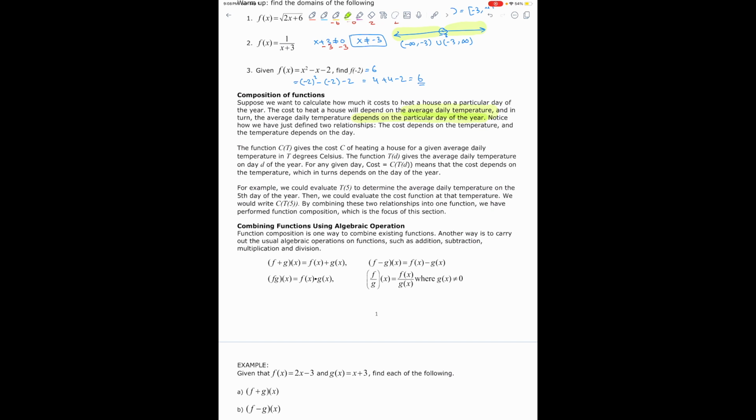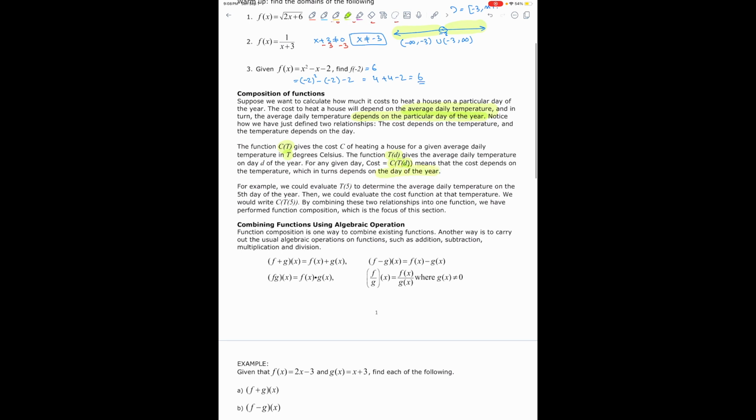That is the first relationship, and the temperature depends on the day. The function c of t gives the cost of heating a house for a given average daily temperature t, in degrees Celsius. The function t of d gives the average daily temperature on day d of the year. For any given day, the cost is going to be c of t of d. That means the cost depends on the temperature, which in turn depends on the day of the year.